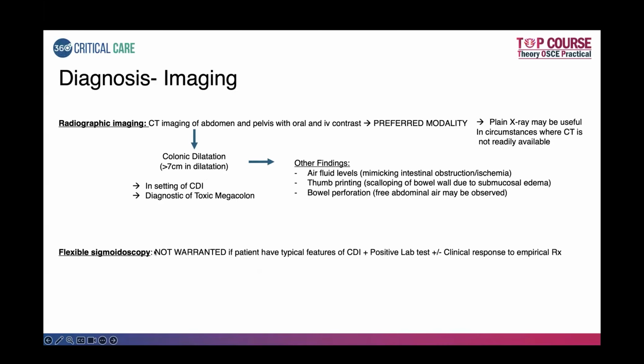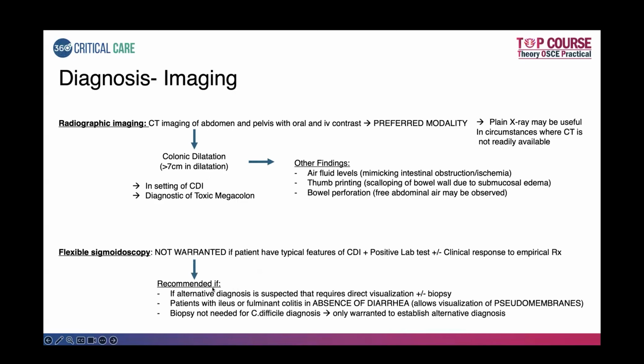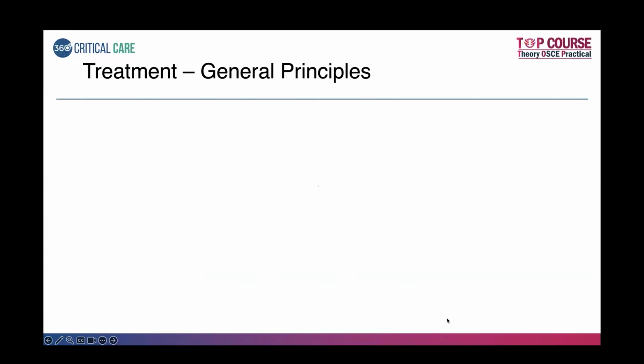So rigid sigmoidoscopy is not warranted if the patients have typical features of C. difficile with a positive lab test, with or without clinical response to empirical therapy. It is recommended if an alternative diagnosis is suspected that requires direct visualization with biopsy. In patients with ileus or fulminant colitis in the absence of diarrhea, sigmoidoscopy can be done. It helps in visualization of pseudomembranes. Biopsy per se is not needed for C. diff diagnosis. It is only warranted to establish an alternative diagnosis.